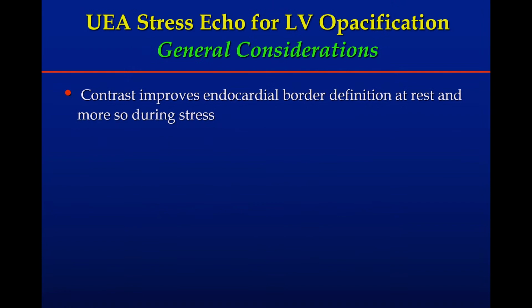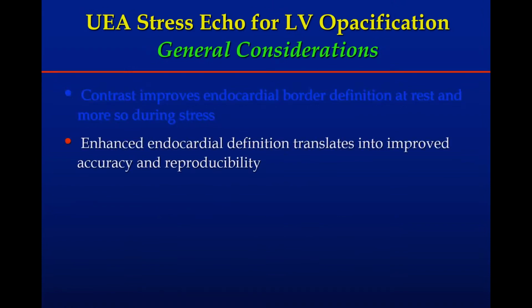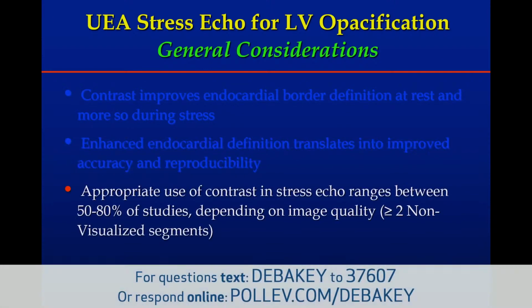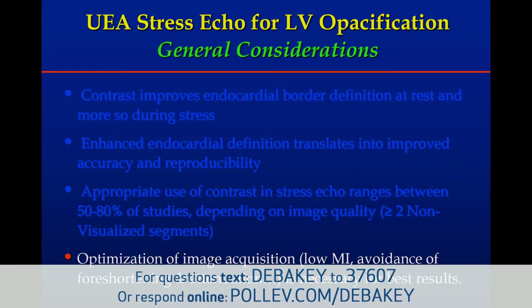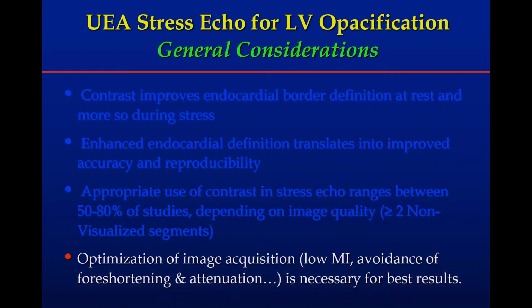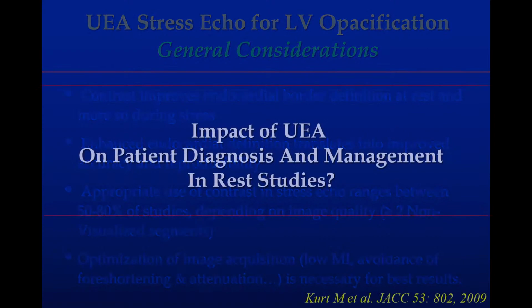So this is for stress echo. It improves the endocardial border definition. It translates into improved accuracy, certainly. Appropriate use of contrast in stress echo ranges between 50 and 80% of studies, depending on the population that you're really studying. Are the vast majority difficult and have lung disease versus others? So make that judgment at the baseline study, and you still have to optimize, obviously, the image. Make sure that you don't foreshorten the ventricle and get your best studies.